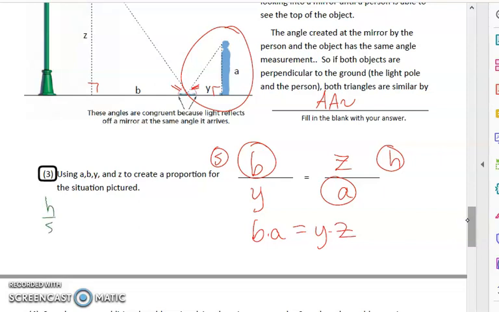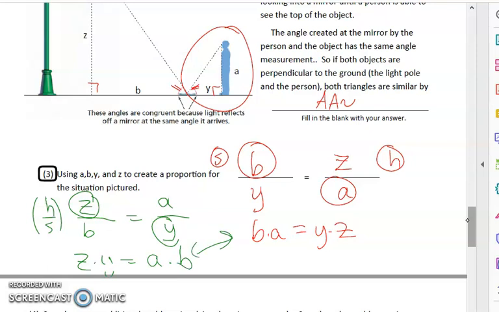Another way of doing it that other students have done is they actually create a ratio of, let's say, height to shadow on both sides. So for the triangle on the left, the height is Z and the shadow is B. The triangle on the right, the height is A and the shadow is Y. So they need a ratio of the two objects that we're comparing. If I cross multiply, I'll get Z times Y is equal to A times B. And if you look at the two sets of multiplication problems, you will see that they're actually the same. This is what I mean, there's more than one way of setting these up. The key here is you should have A times B equals Y times Z.